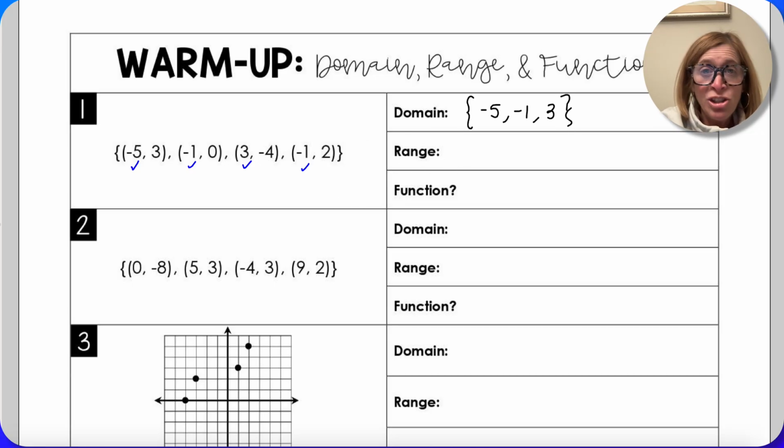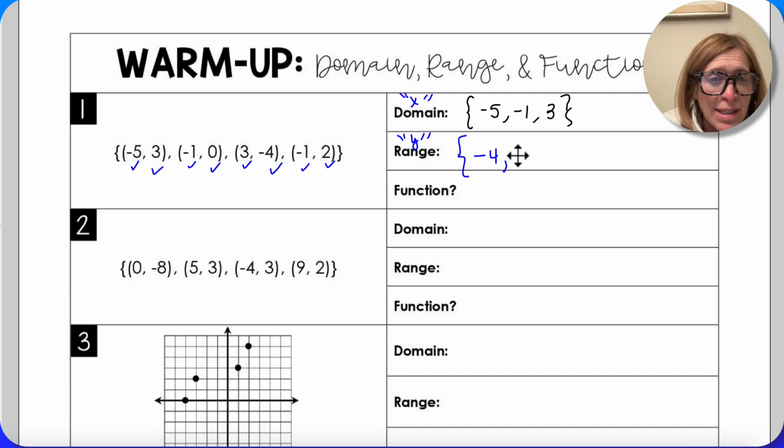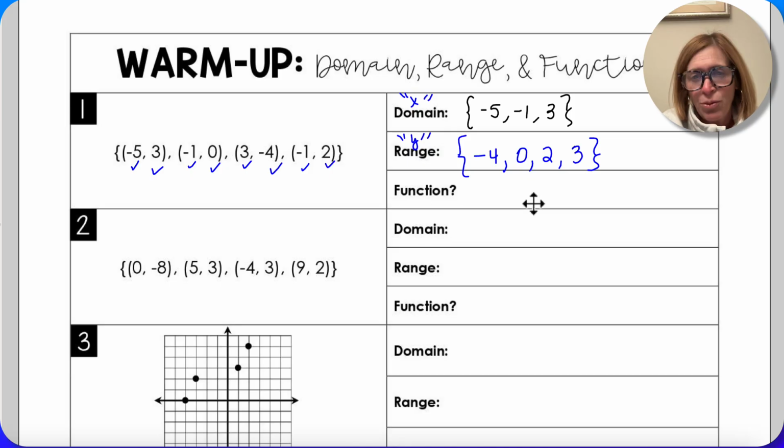All right, our range or our outputs would be our y values. So domain is our inputs or our x values. Range is our y values or our outputs. So I look at my y values. I've got a 3, a 0, a -4, and a 2. I just need to put them in from least to greatest. So I would put -4, 0, and then 2, and then 3. And like I said, we'll do functions later, so for now, just leave that blank.